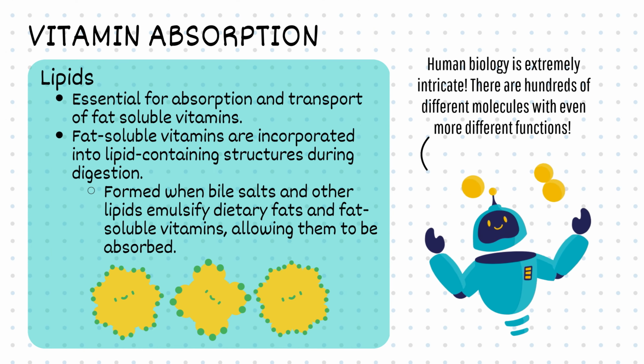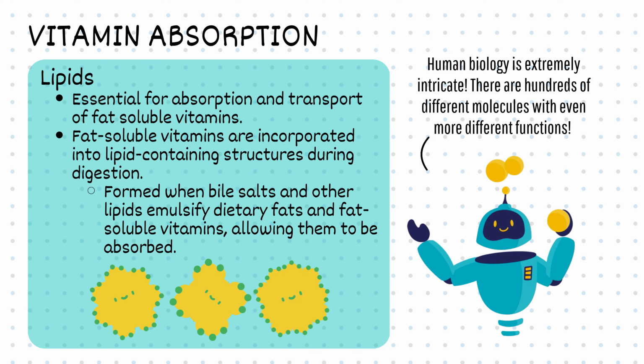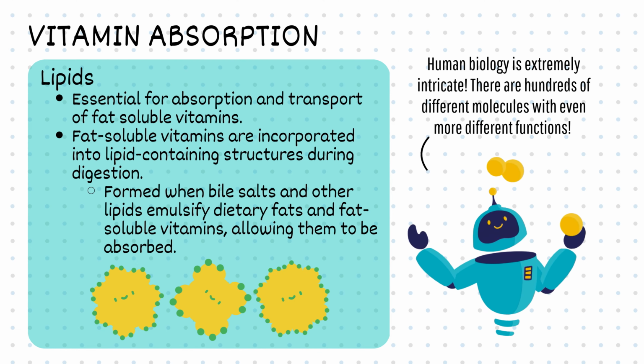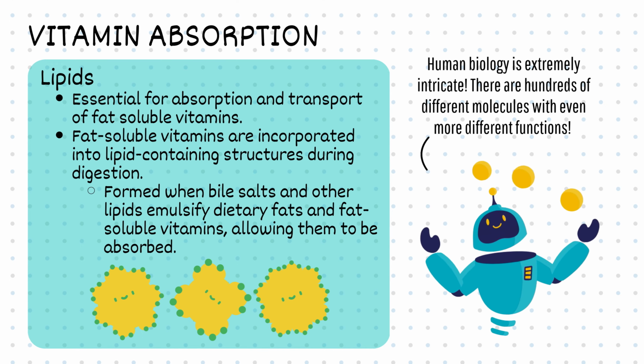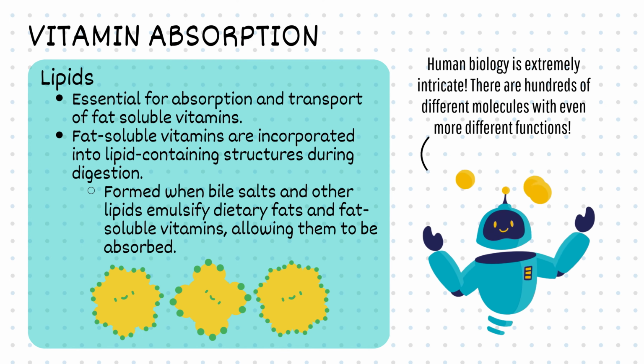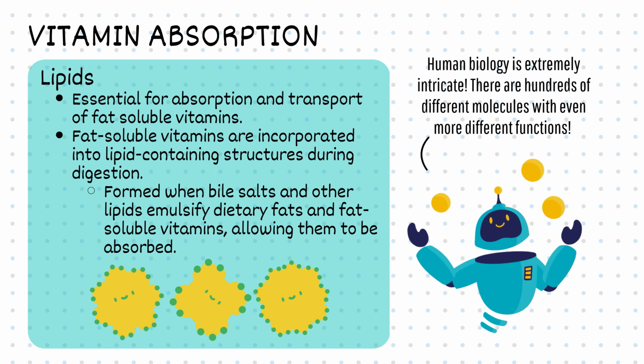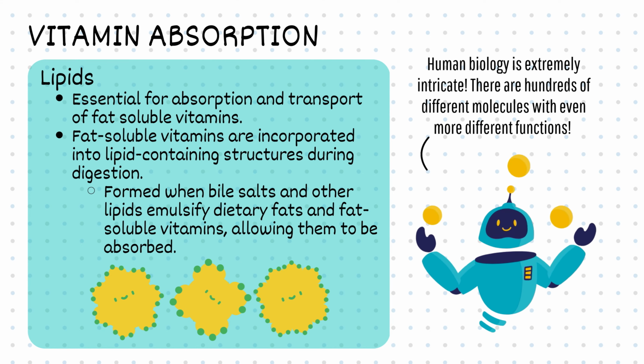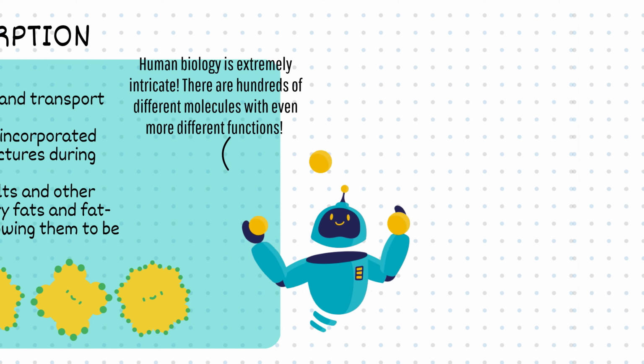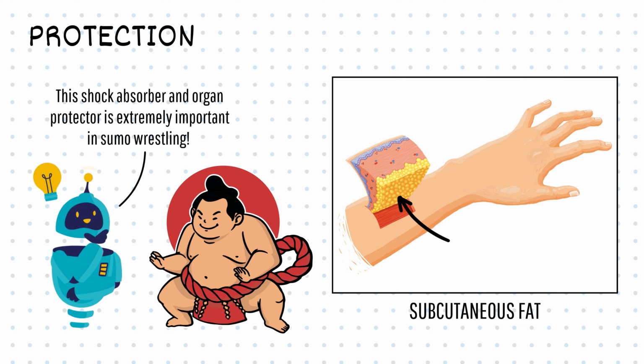Lipids are essential for the absorption and transport of fat-soluble vitamins in the body. When fat-soluble vitamins are consumed in food, they're incorporated into lipid-containing structures during digestion. These structures are formed when bile salts and other lipids emulsify dietary fats and fat-soluble vitamins, allowing them to be absorbed.